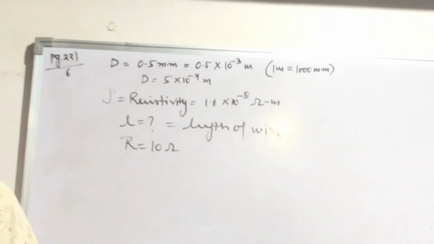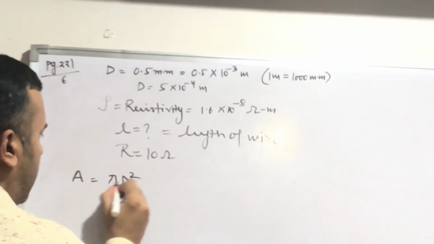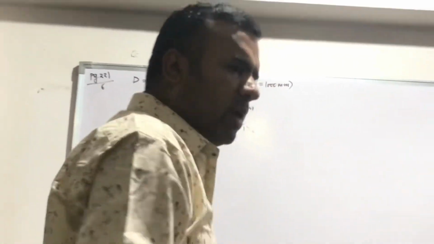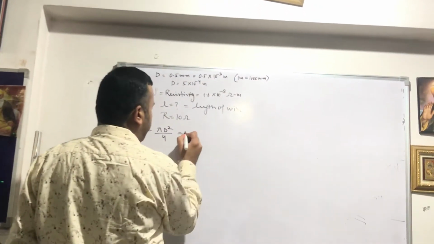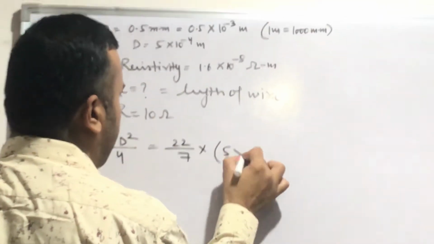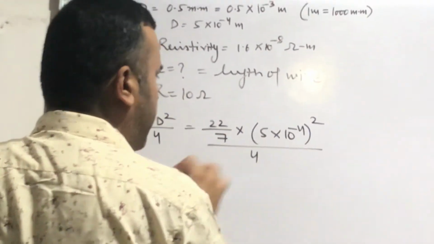You can do this question side by side. First of all, we will calculate area. Now you can apply the direct formula of area. Don't write pi r square. Directly write down the formula pi d square by 4. In place of pi, write down 22 by 7. In place of diameter, write 5 into 10 to the power minus 4 whole square by 4.